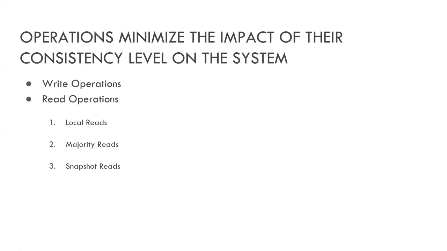MongoDB offers different levels of consistency ranging from W1 to W majority. With W1, a write operation returns as soon as it's durable on the primary, while W majority ensures durability on a majority of voting nodes that are secondary nodes.